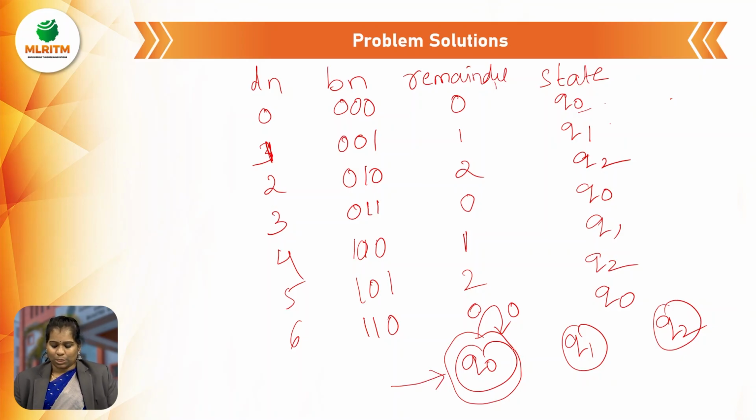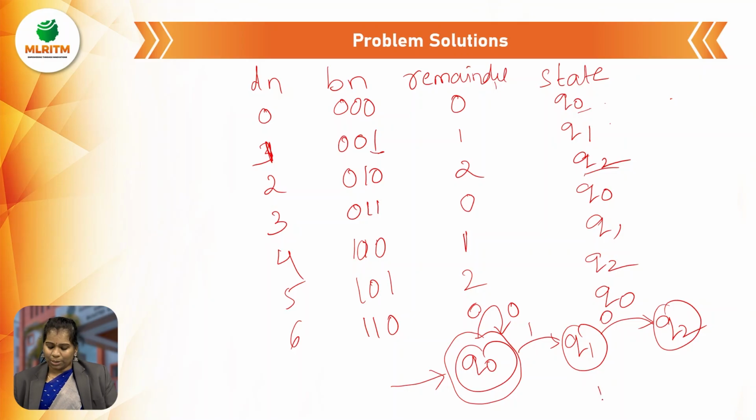So next, 0, 0, 0, and it is going with a self loop, which means itself. So 0, 0, 1. It is going to the Q1. Next 0, 1, 0. It is going to which state? Q2.